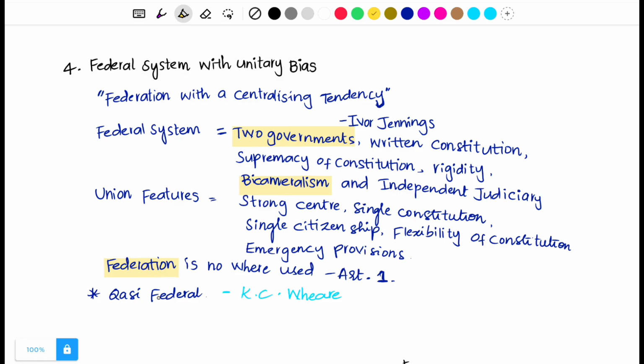We are always single. That means we have always functioned as a whole. India as a whole became a nation. We were never divided. In Article 1, there is no mention of the word federation. Article 1: India, that is Bharat, is the union of states. We are a union, not a federation. Sir K.C. Wheare opined that we are quasi-federal. Quasi in the sense we are semi-federal.